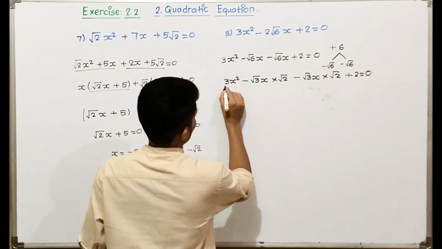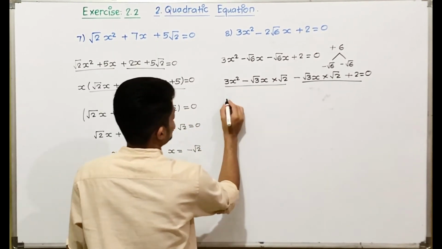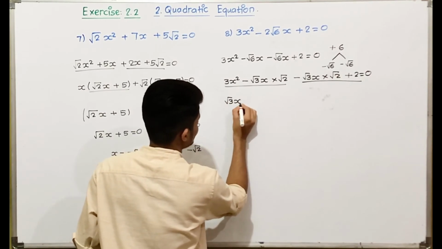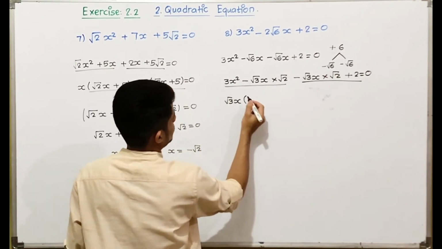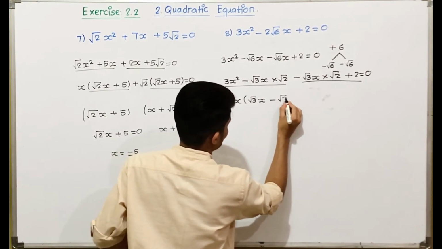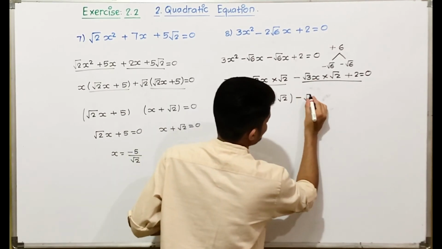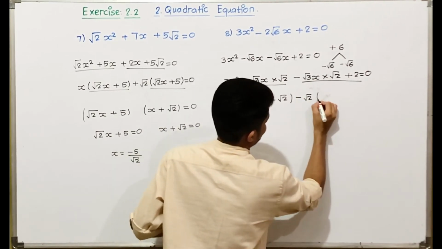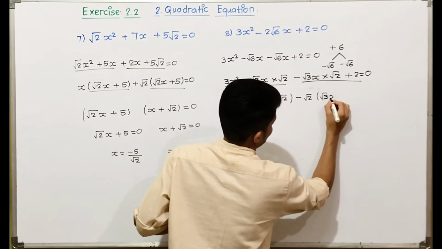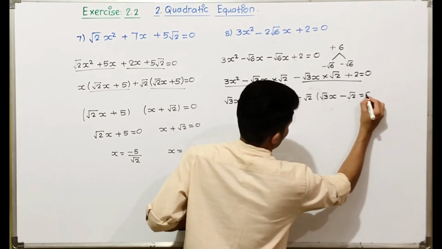Now we'll take common. Here √3x is common, remaining is √3x - √2. Similarly here √2 is common and the remaining is √3x - √2, equals 0.